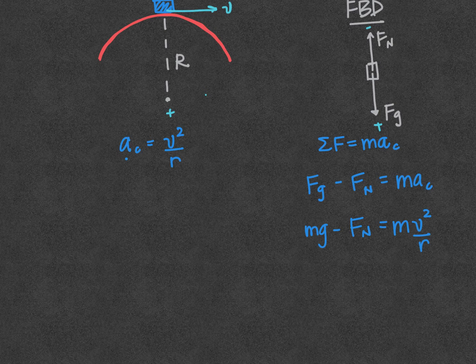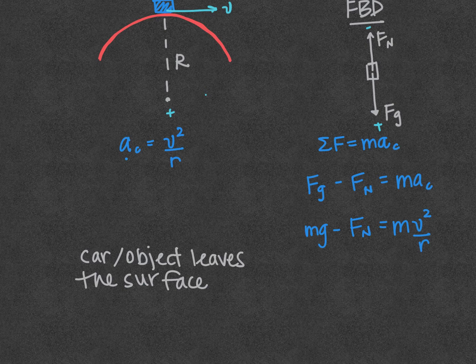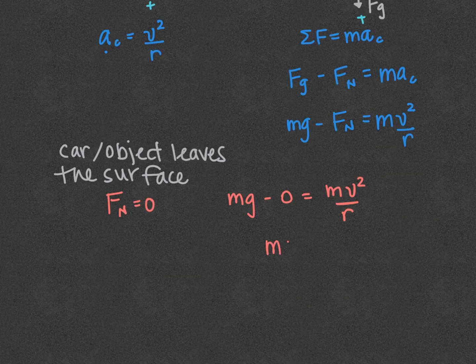Now there is an extreme case where the car or the object leaves the circle. So if the car or object leaves the circle, that means that the normal force will be equal to 0 because it's not touching at all. And so then that means that my weight, mg, minus 0 would equal m v squared divided by r. Now let's do a little algebra here. So we'll have mg then is equal to m v squared over r.